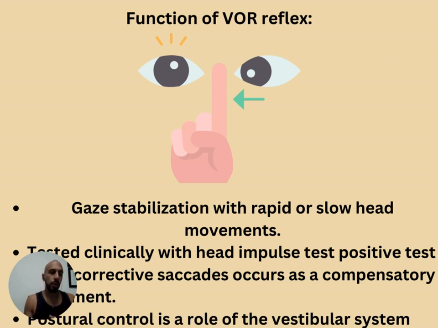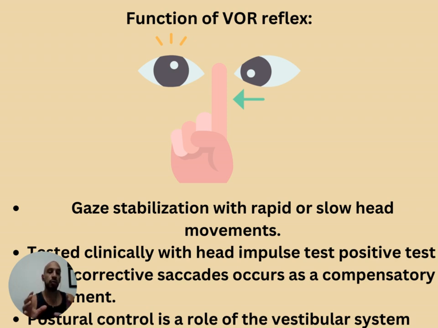So one more thing that we just want to go over quickly is the function of the vestibular ocular reflex. Gaze stabilization with rapid or slow head movement. So the vestibular system works with the eye movement to help you keep your eyes focused on one target as you move, as the head moves. This is tested clinically with the head impulse test. Positive test when corrective saccades occur as a compensatory pattern.